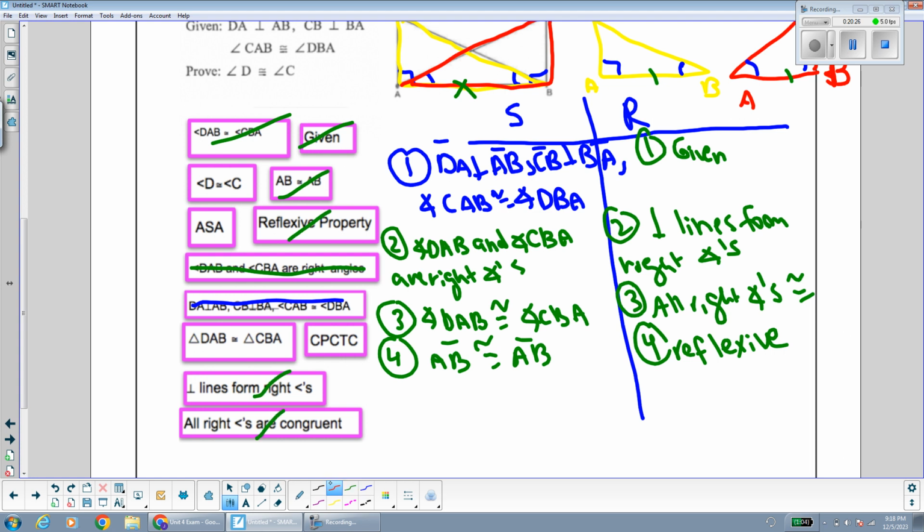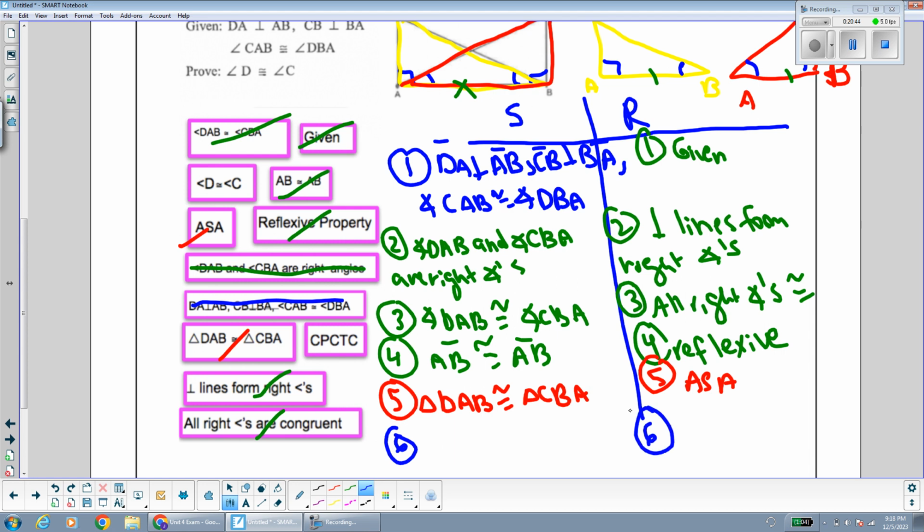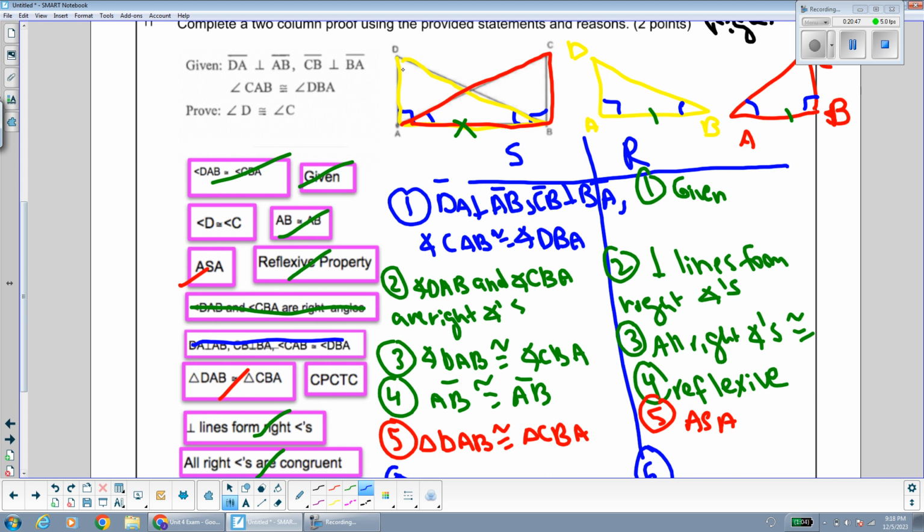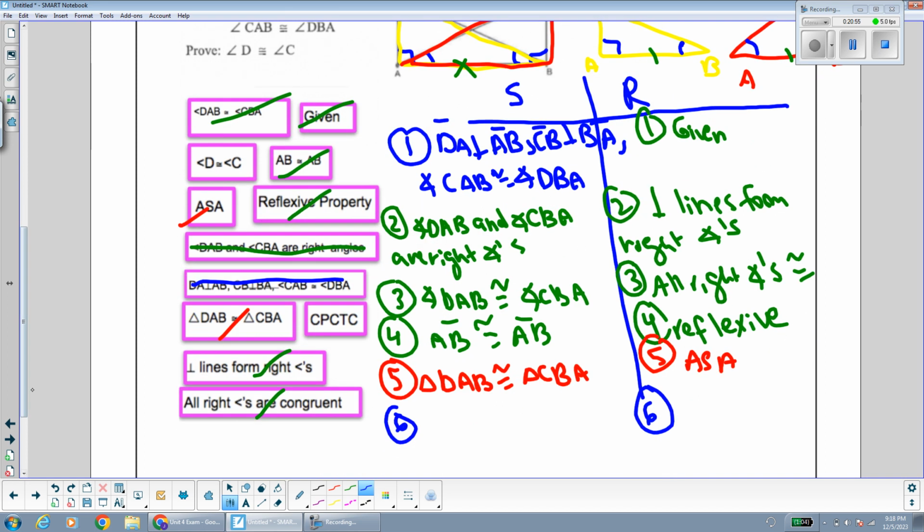Okay. So now we have enough information to prove the two triangles congruent by ASA. And after you prove triangles congruent, you can use CPCTC to get information about other sides or angles in those two triangles, like angle D and angle C. So now we can CPCTC angle D congruent to angle C because we already proved the overlapping triangles congruent to each other.